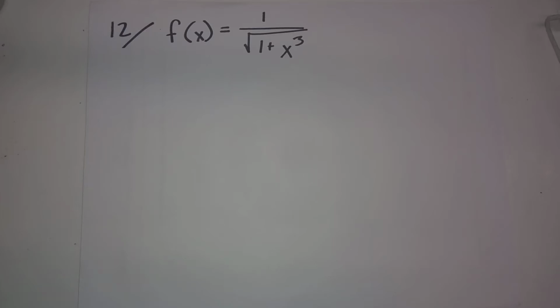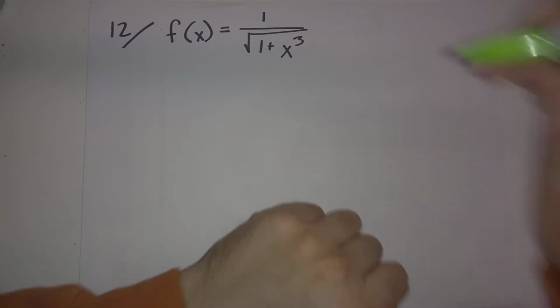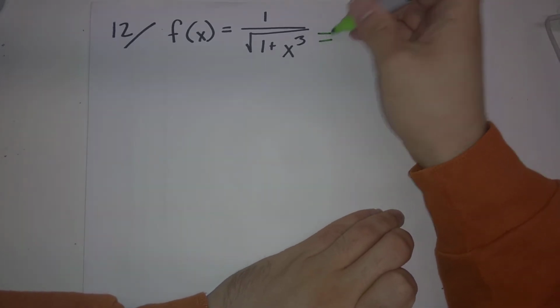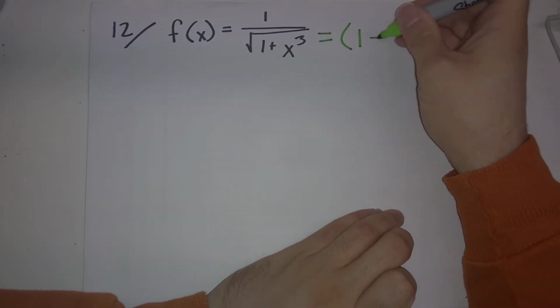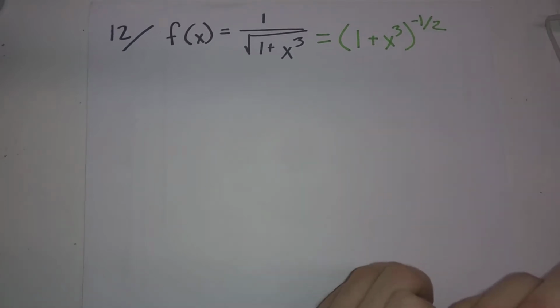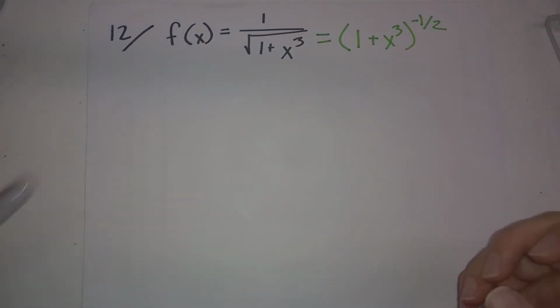Number 12, find the first four non-zero terms of the Maclaurin series of 1 divided by the square root of 1 plus x cubed. First thing I'm going to do is rewrite this in a helpful and suggestive form. I'm going to rewrite this as (1 plus x cubed) to the minus 1/2 power. Why am I doing this?